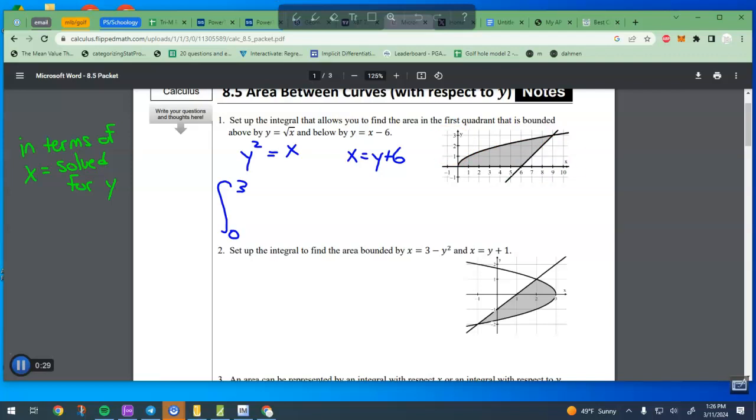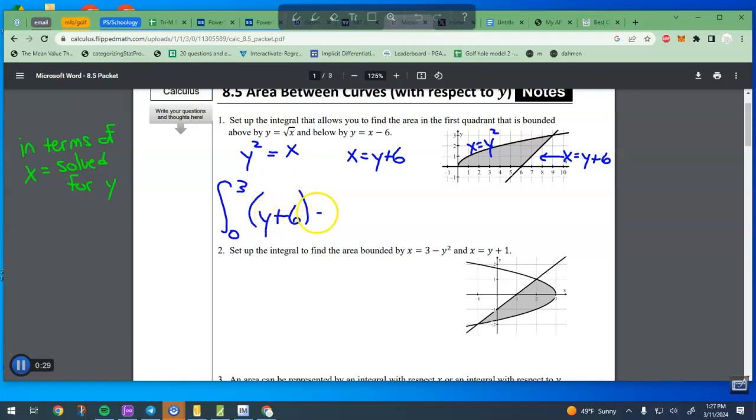So the right-hand equation is x equals y plus 6. The left-hand equation is x equals y squared. If you're not sure, you have a graph here, but say we don't have a graph, what can we do? I'm going to plug it in. Pick a y value between 0 and 3. Let's say 1. Plug it in. What's 1 squared? 1. What's 1 plus 6? 7. So that one has a bigger x value, so it's further to the right.